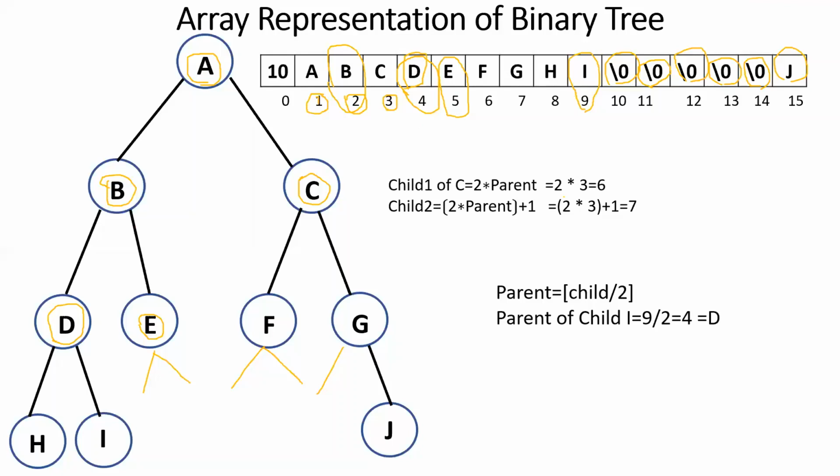Understood? Any child node you take, its index number divided by 2 will give the corresponding parent index. I hope it is clear.